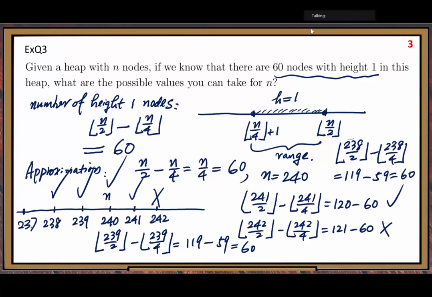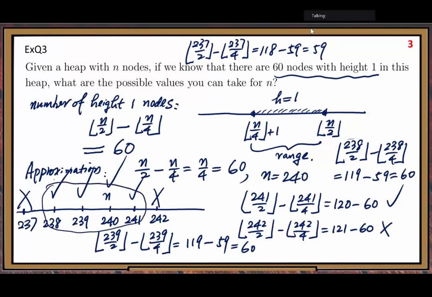237 over 2 minus 237 over 4. Then 118, right? Minus still 59. Equals 59. It doesn't work, so we can stop. So we find 4 possible numbers for n. So 4 answers.